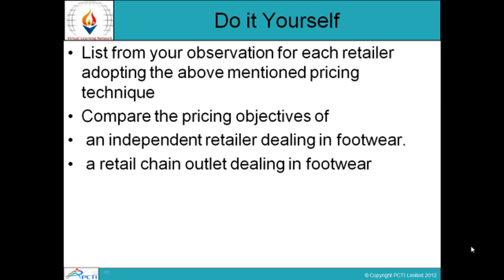So these are some of the questions you have to do yourself. Question number 1, list from your observation each retailer adopting the above mentioned pricing techniques. Next, compare the pricing objectives of an independent retailer dealing in footwear and a retail chain outlet dealing in footwear. You have to compare the pricing objectives between the two.